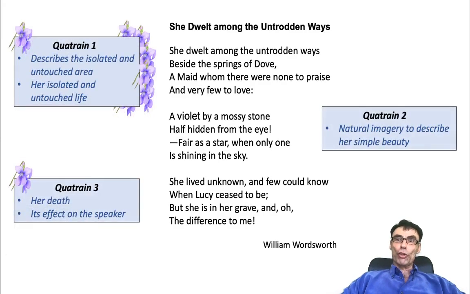The poem is split into 3 verses. The opening verse describes the isolated and untouched area in which she lived and her isolated and untouched life. The second verse uses natural imagery to describe her unremarkable beauty, and the final one, her death and its effect on the speaker. As the title suggests, the subject of the poem led a natural or simple life among the untrodden ways, far from the corrupting influence of the industrialised cities.